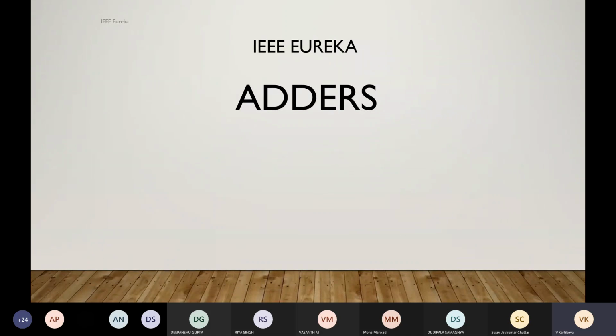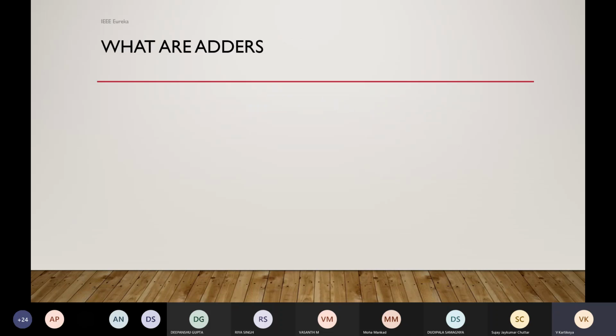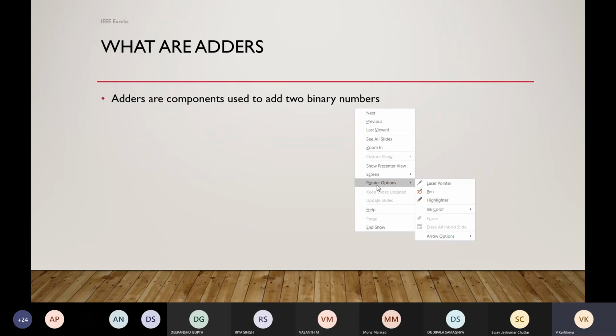Until this point, all of you might have done a bit in physics, might have done a bit in computer science and stuff. But from here, I believe you might not have done it. I mean, I did not do it in my 11th and 12th also. So the first component we're presenting to you is adders. So what are adders? Adders are components used to add two binary numbers.